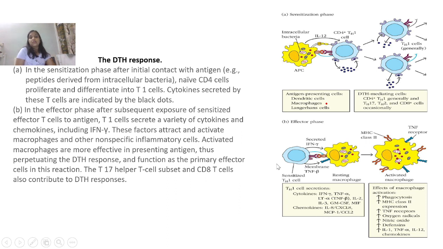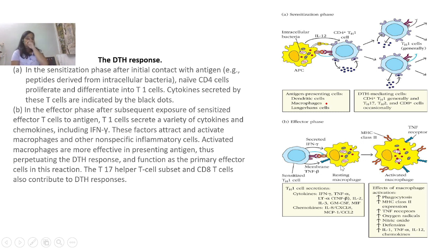So here you can see already Th1 cell is sensitized because it is getting exposed to more and more number of antigen. So it is kind of sensitized. So the response is also fast in this case and it secretes more and more amount of IFN-gamma. So this IFN-gamma can activate this resting macrophage, making it activated.